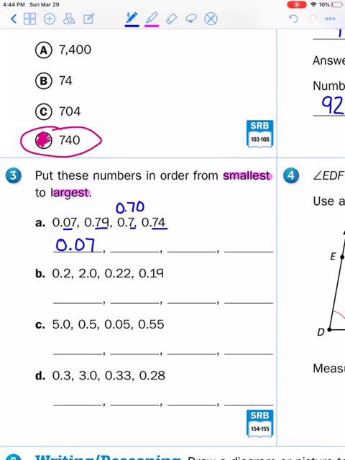The next smallest is 7 tenths. The next smallest would be 74, so 74 hundredths. The next biggest, and then the biggest would be 79 hundredths. If you ignored the whole number and you just looked at the numbers here, 7 is smaller than 70, 70 is smaller than 74, and 74 is smaller than 79.